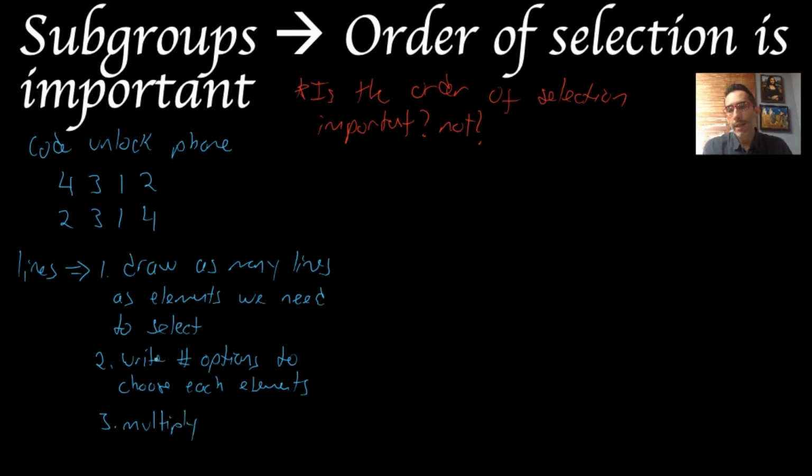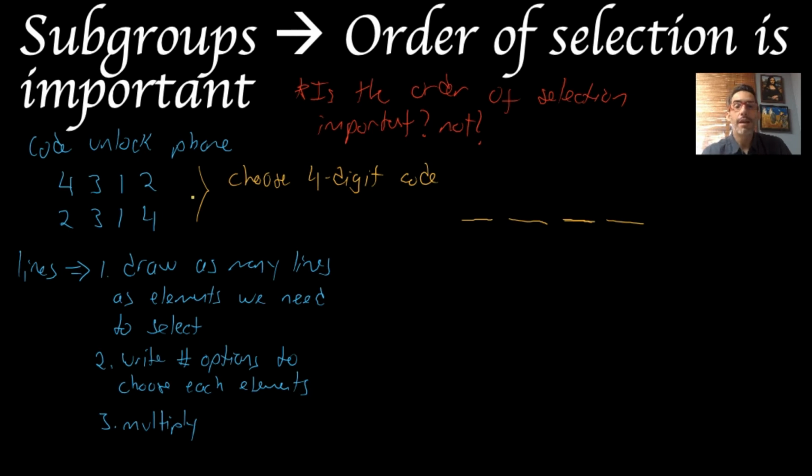Okay, so let's do this with an example. Let's go back again to this scenario, okay? Let's unlock the phone. In this case, we need to choose a 4-digit code, right? Normally, typically. That's it. So if we apply the step-by-step process that we defined here, step number 1 is draw as many lines as elements we need to select. We need to select 4 digits, right? So in this case, I will draw 4 lines. For the first digit, for the second digit, for the third digit, and for the fourth digit, okay?